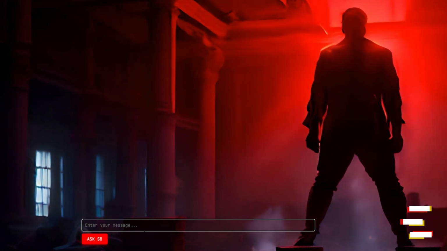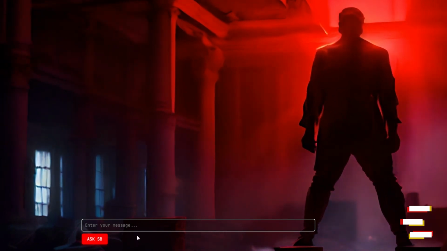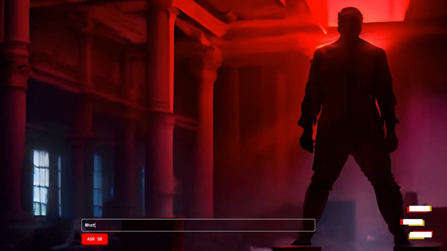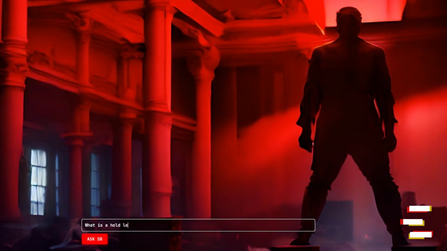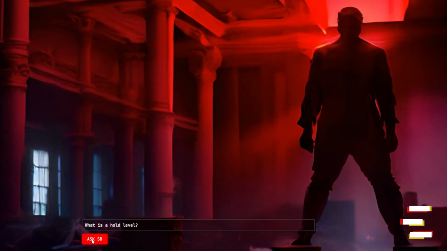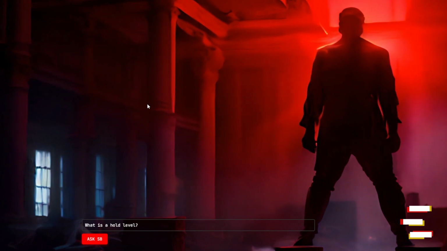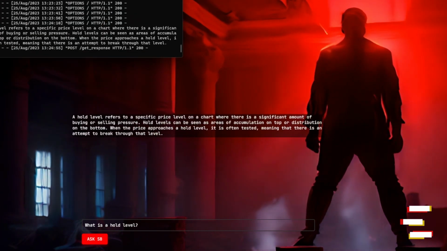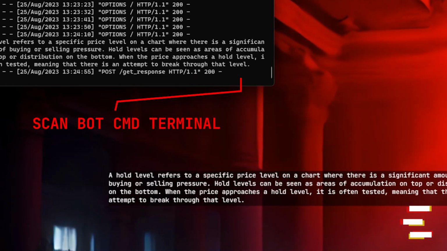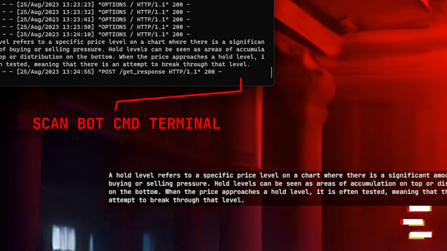So let's just ask it a few questions as if we were a day trading student and see what it gives us. All right, so we're going to start here. We're going to enter a message. Let's try, what is a hold level? Let's just try some pretty preliminary basic things, and we can bring up a little piece of code that's running here, and you can see that the code is going to give us the output.